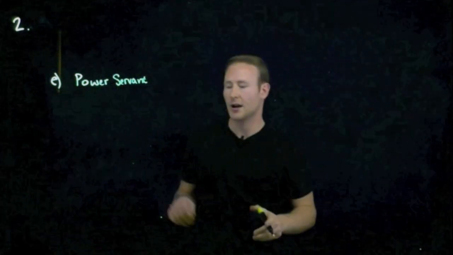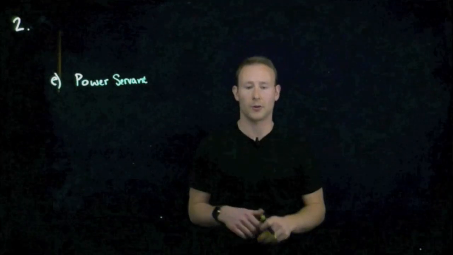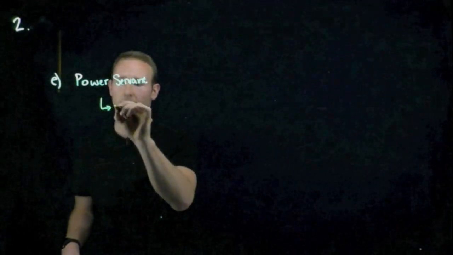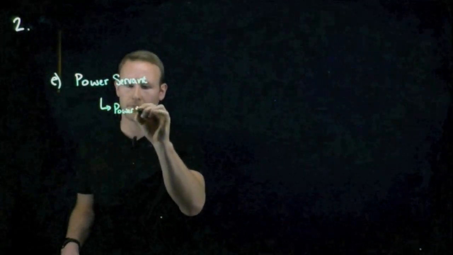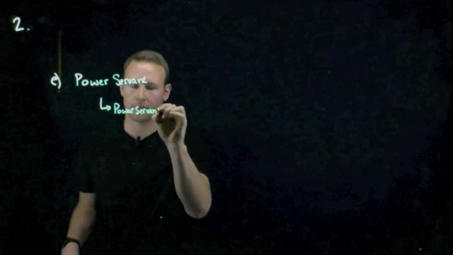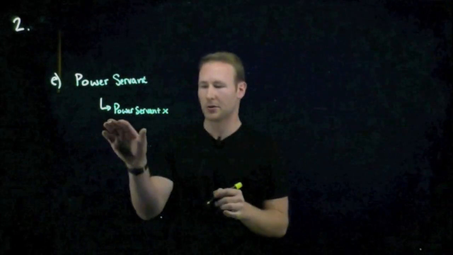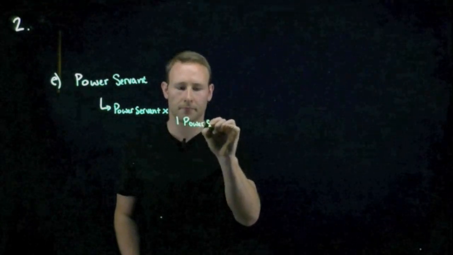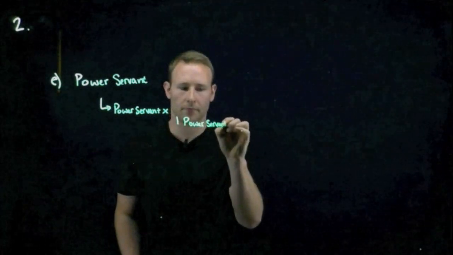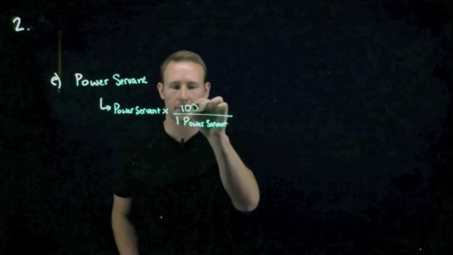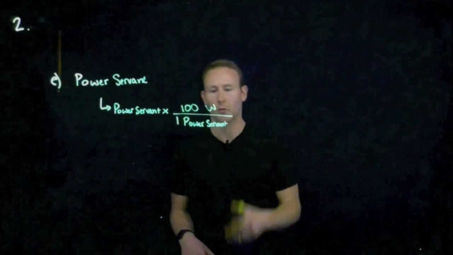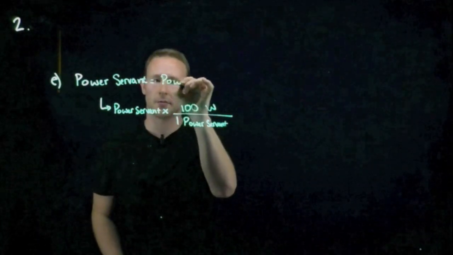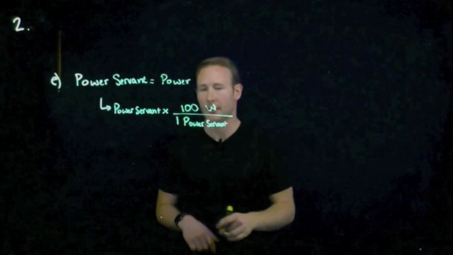So power servant is a unit which is equivalent to 100 watts of energy input. So as we bring that down, we say power servant on top. We can put 1 power servant on the bottom, and we put 100 watts on the top. And as you know, watts is a power term, so we can safely say that power servant is equivalent to power, as the name might suggest with power right in it.